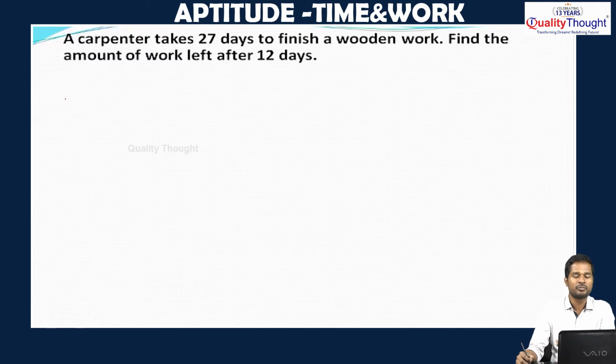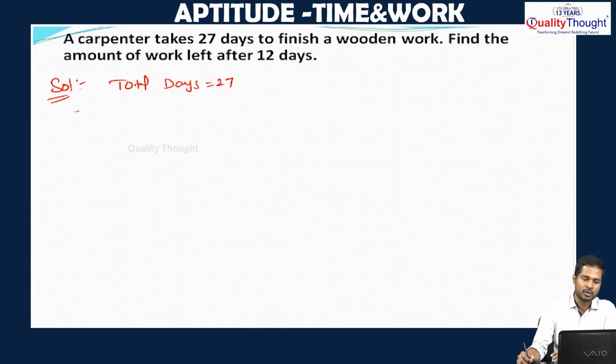That means he worked for 12 days. Now, after 12 days, what is the work left? So, how will we calculate it? There are so many ways to calculate the question. Let us see a few methods. First, we will see the basic method. See, he will take total 27 days to complete the work. That means, total days is equal to 27. Therefore, in 1 day, the 1 day work of that carpenter is 1 by 27.